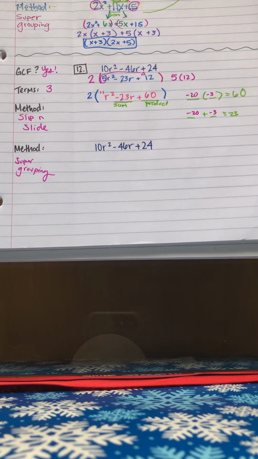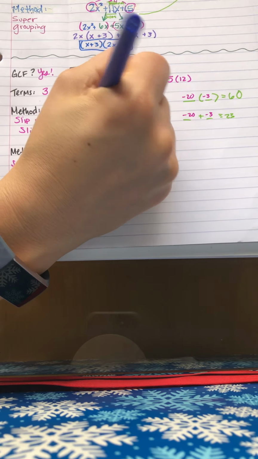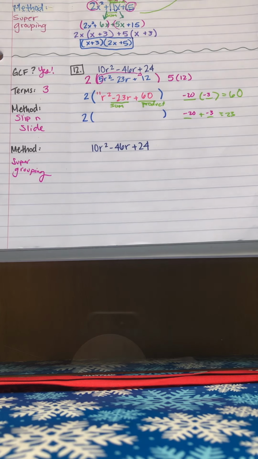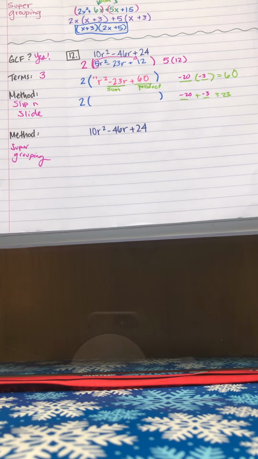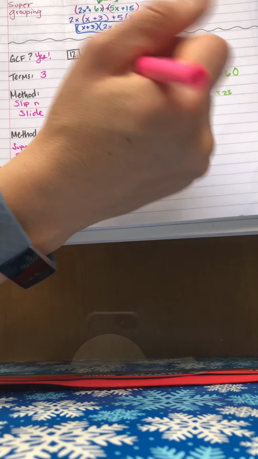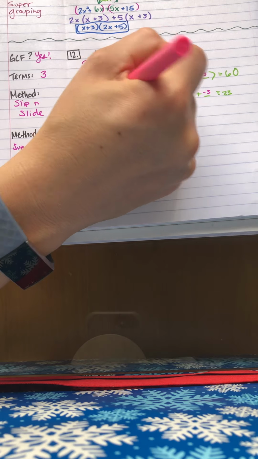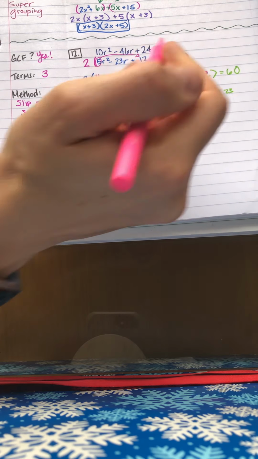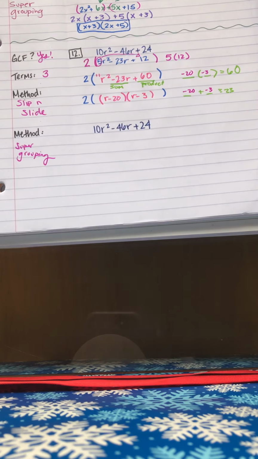So now we're going to use that to factor our little alternate universe one. So again, that 2 is still a part of it. That 2 doesn't change. And inside we have our product of 2 binomials. R minus 20 and R minus 3. R times R is how we get R squared, and then the negative 20 and the negative 3 from there.